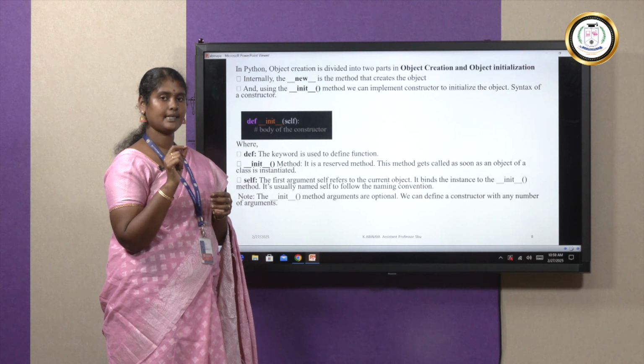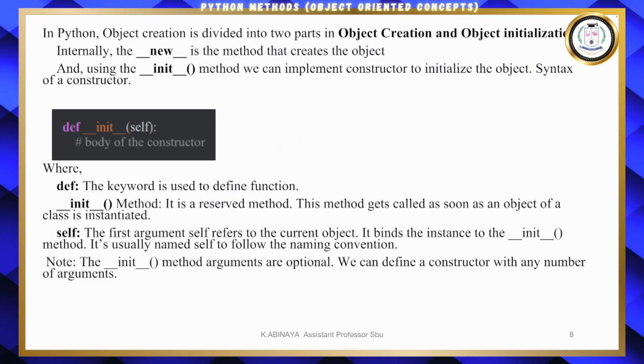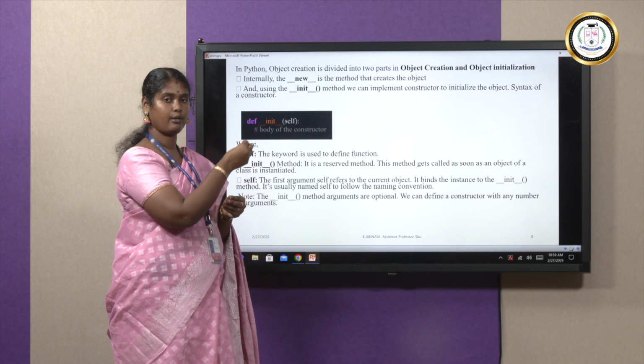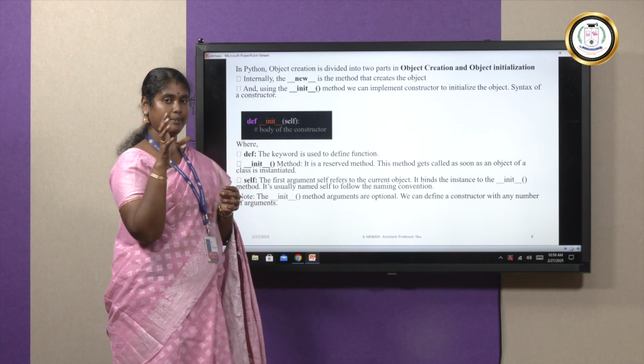So I have to represent __init__. This is a self argument. Based on that only, again, I can pass my input. We saw in the function self.length, self.breadth. Like that, in the constructor we can pass some arguments.